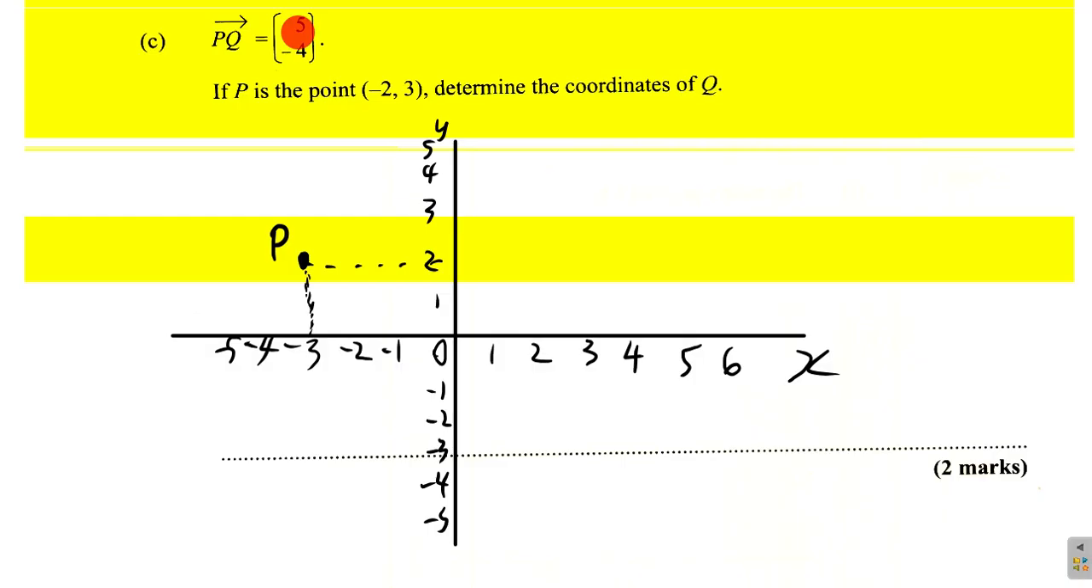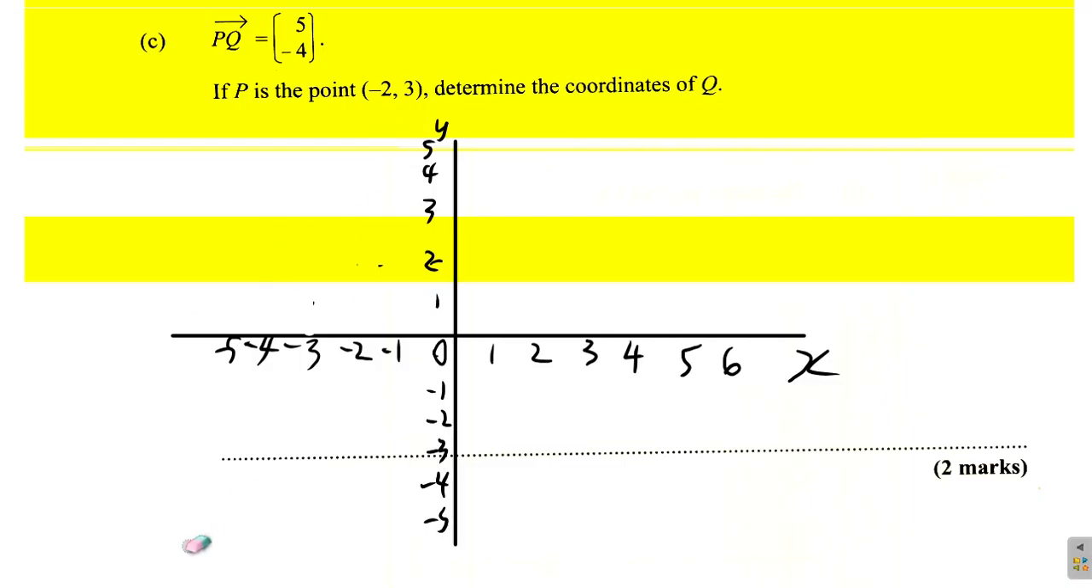What we're going to have to do to get the other point, Q, is to move from P 5 to the right and 4 down. So 5 to the right. We're above negative 3. 5 to the right will go 1, 2, 3, 4, 5. It would take us above 2, right? So we are negative. Hold on. It's negative 2, 3, not negative 3, 2. My mistake.